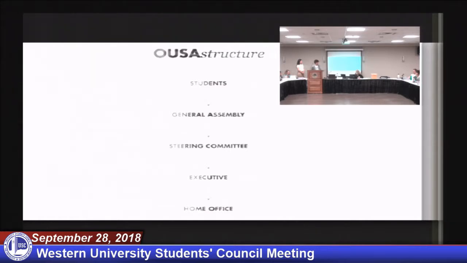Within there, we have the executive, so the president, vice president finance, and vice president admin HR. I ran for president and I was successful. And then we have our home office. The home office is based in Toronto, so really close to the action. Sophie has the ability to go to any of the offices of stakeholders that are nearby or to Queen's Park and to bridge that gap from us and myself, who is here in London.